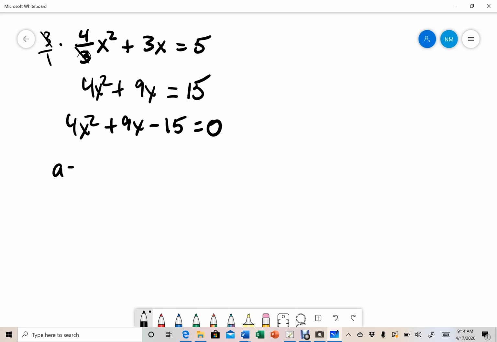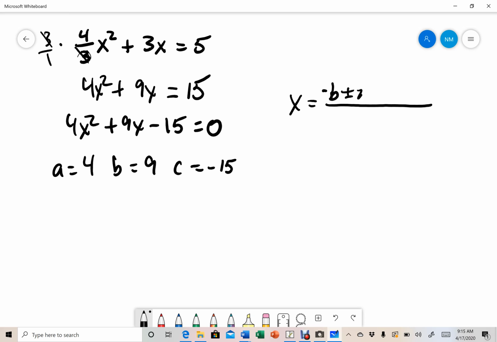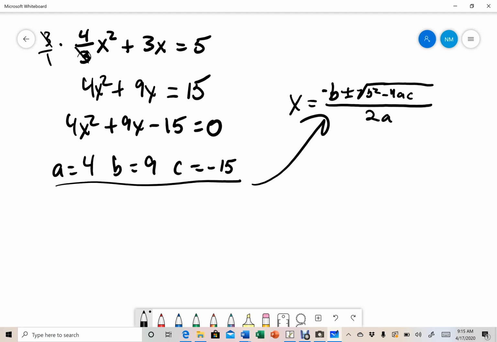And then I could apply my values for A, B, and C. So A would be 4, B would be 9, and C would be negative 15. And then, of course, I would put them into my quadratic formula, which is negative B plus or minus the square root of B squared minus 4 times A times C, divided by 2A. So then I would plug in my values here into my equation there.